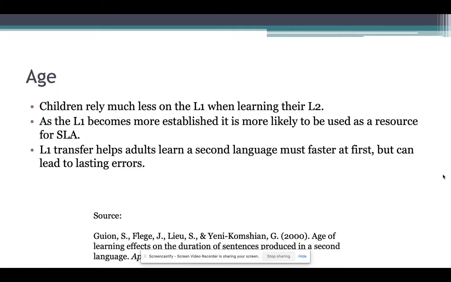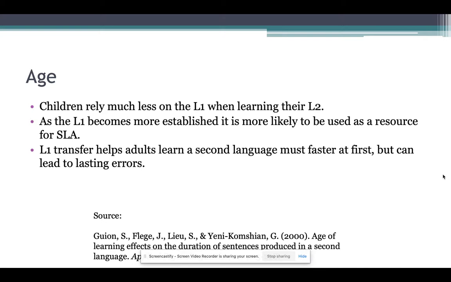Age. Researchers have found that the age of the language learner also affects L1 transfer. Researchers have found that children rely much less on their first language when learning their second language than adults do. As the L1 becomes more established, it is more likely to be used as a resource for second language acquisition. This is especially true for vocabulary and literacy. This is why adults can learn a second language much, much faster at first than children do.